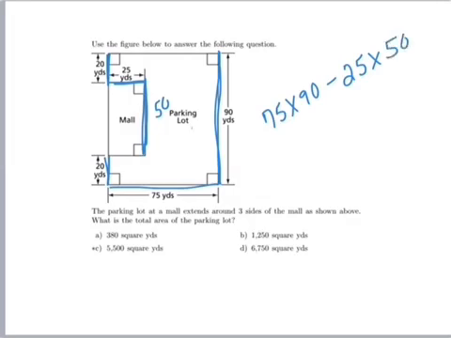So if we do 75 times 90, we get 6,750 minus 25 times 50, which is 1250. We get 5,500, which is C.